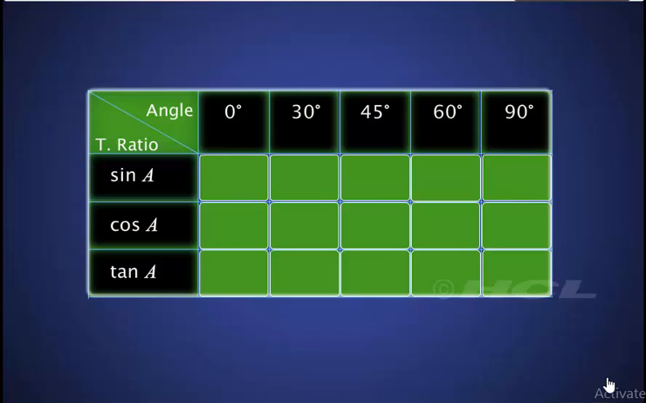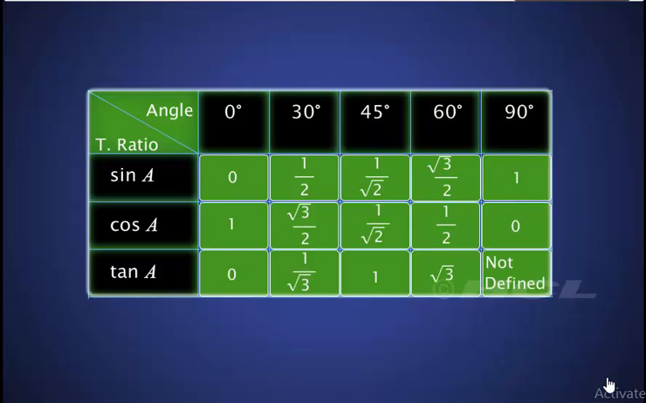As you can see, all the values of trigonometric ratios for the angles 0, 30, 45, 60 and 90 degrees are shown here. How do you remember these values? There is an easy way to fill in this table. Let's see how it works.